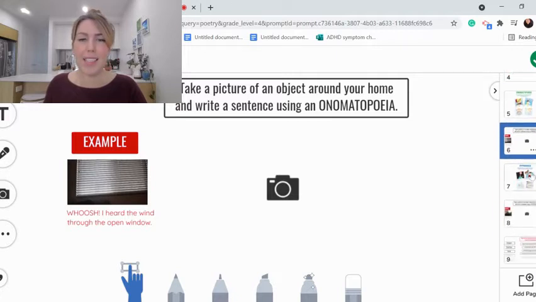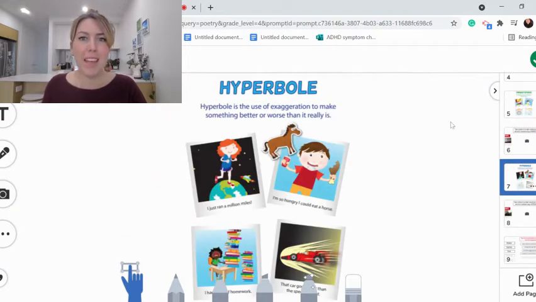The third one we're going to look at today, hyperbole. Hyperbole is the use of exaggeration to make something better or worse than it really is. And here are some examples. I just ran 1,000,000 miles. Now, we all know in real life the person didn't actually run 1,000,000 miles, but they've exaggerated it to make it sound worse than it really is. I'm so hungry I could eat a horse. We all know the person's exaggerating to make their hunger sound worse than it really is, but it's just a way that we use words.